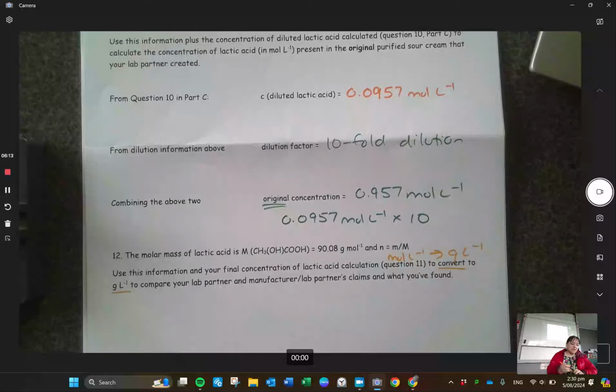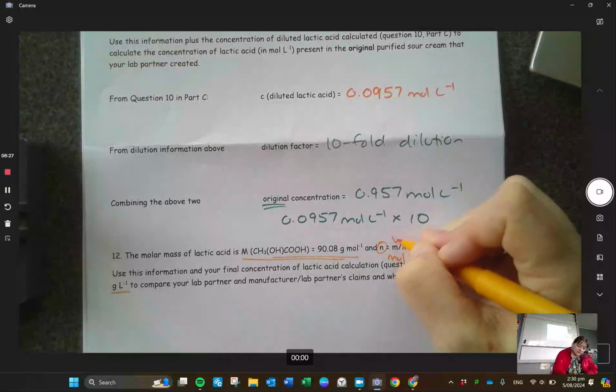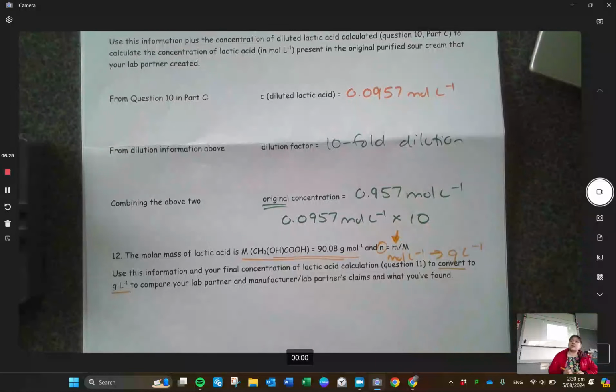I have been given the molecular mass of my lactic acid, and they've reminded me of the equation: n equals little m over big M. Right now my value is in n, and I want to solve for the little m because I want to go back into mass. So if I rearrange the equation, I would have m equals n times big M, and that would be how I would convert it back.